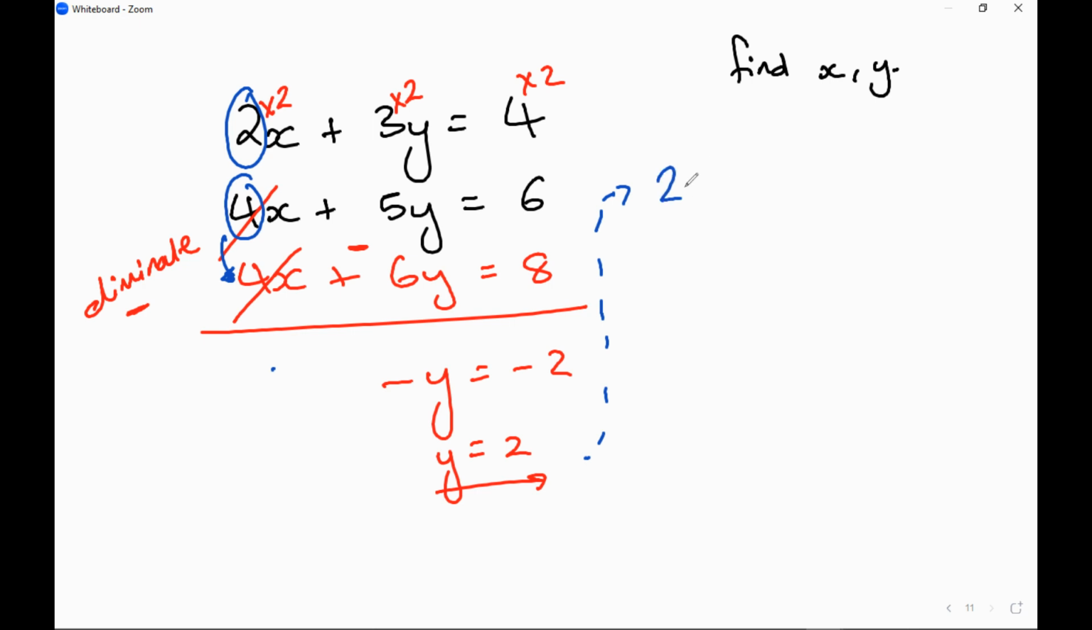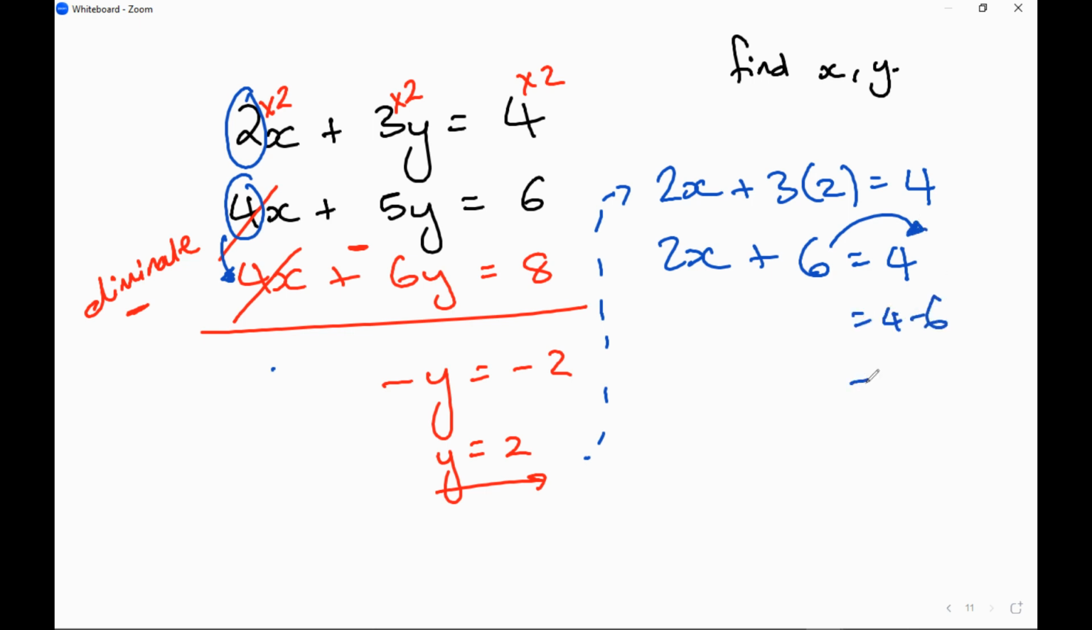I then substitute y as 2, like that. That becomes 2x plus 6 equals 4. Subtracting the 6 on the right hand side, I get 4 minus 6, which is negative 2. Dividing 2 on both sides gets me x equals negative 1. So the second part is simply just substitution and just getting all of that done.